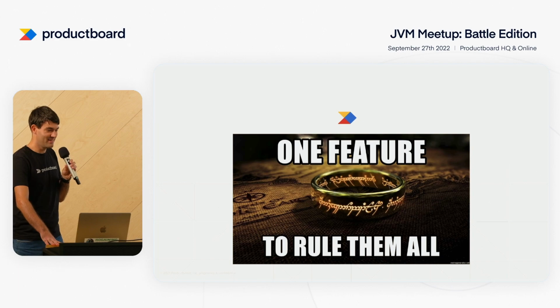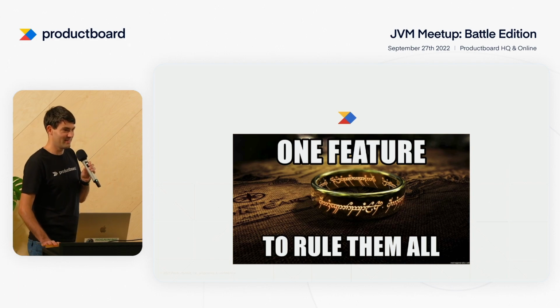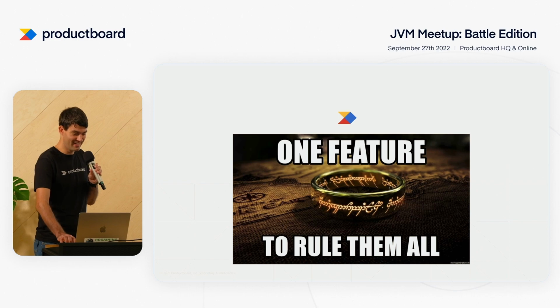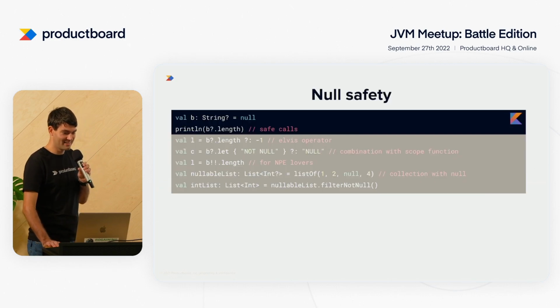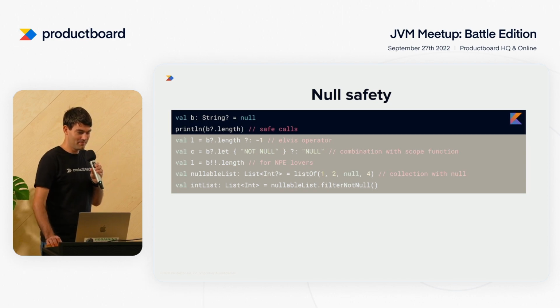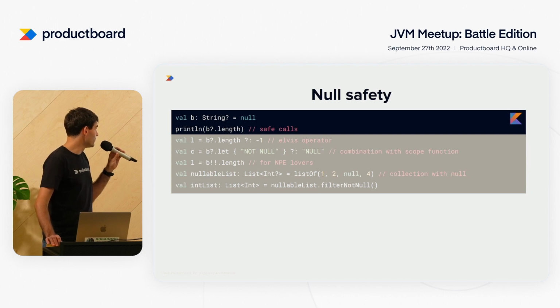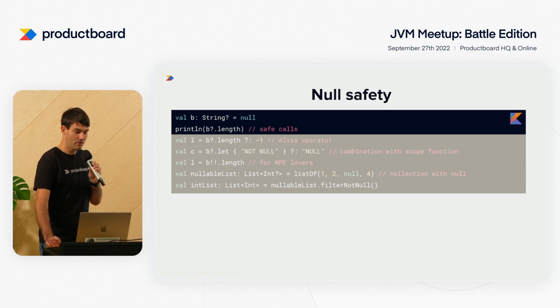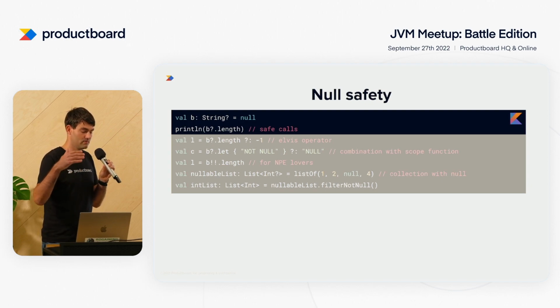And now I'm at the feature which rules them all, and I think that's the winner, and we can go home. And it's null safety. This is the feature which Java will probably never have. So you can say that a variable is nullable with a question mark symbol. You can use this question mark symbol also for safe calls. So when you are using multiple calls on variables which can be nullable, you can use this question mark symbol.